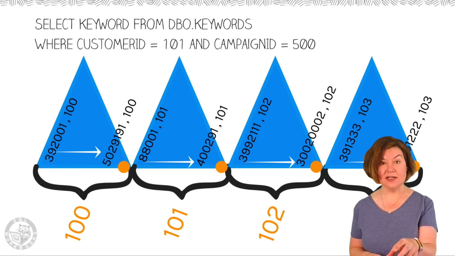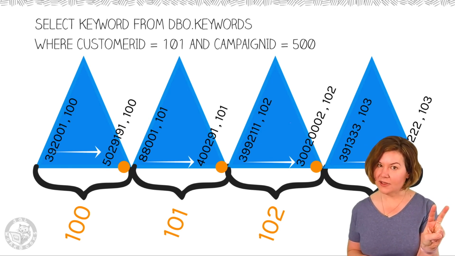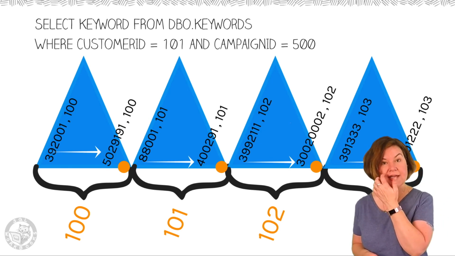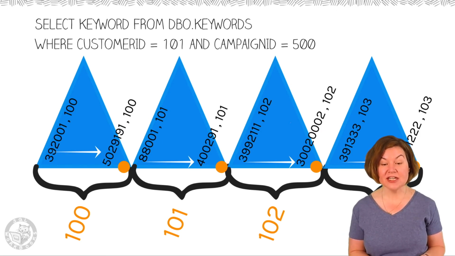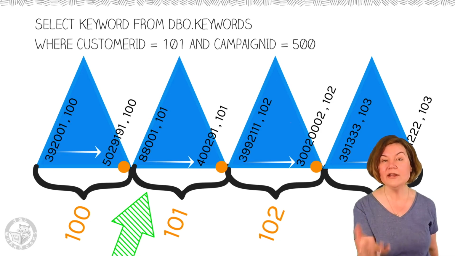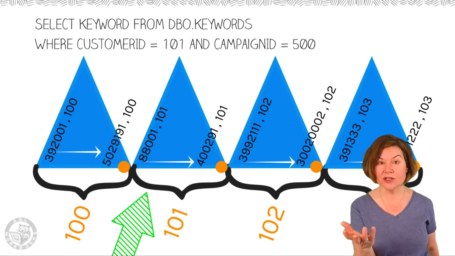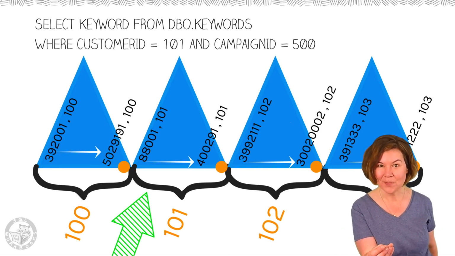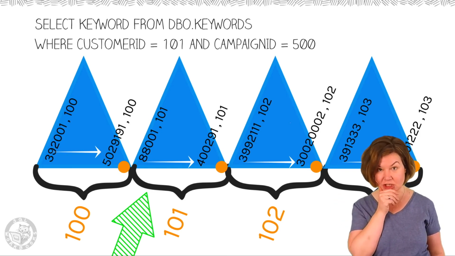But customer ID, it's the second column in the clustered index, but it is our partitioning key. Since it is the partitioning key, we can get partition elimination. SQL Server says, oh, one of the predicates in your query is the partitioning key of this table. So I can go straight to that partition.